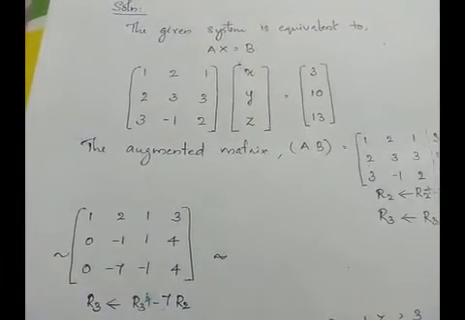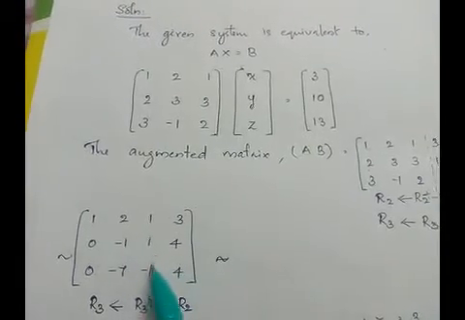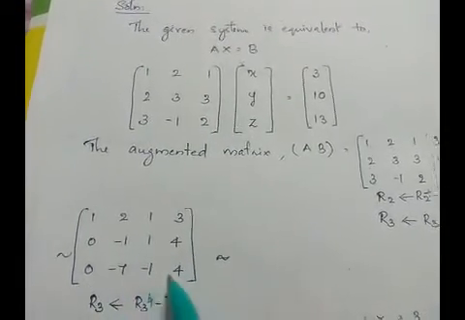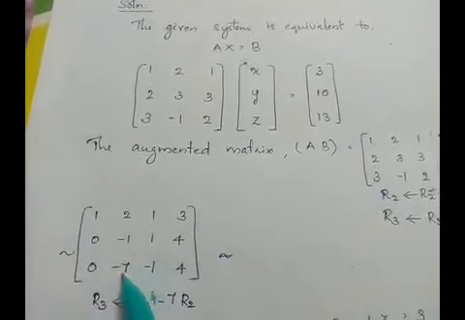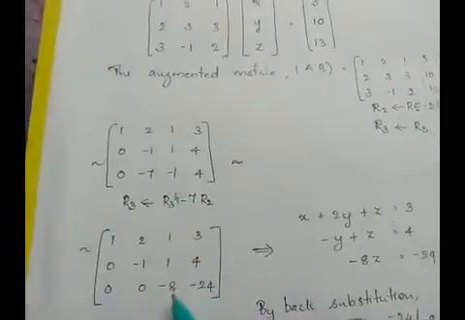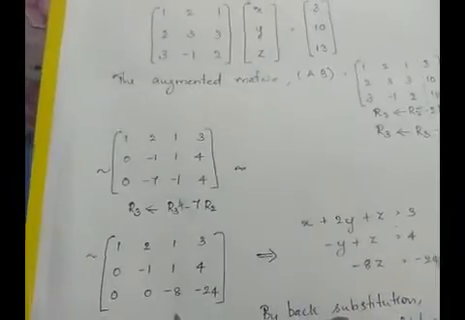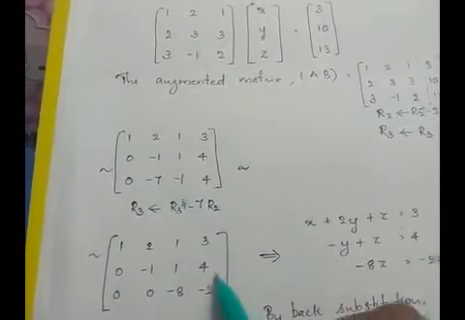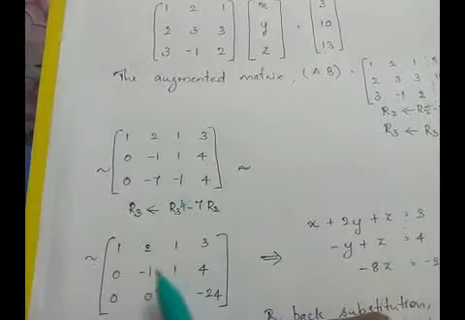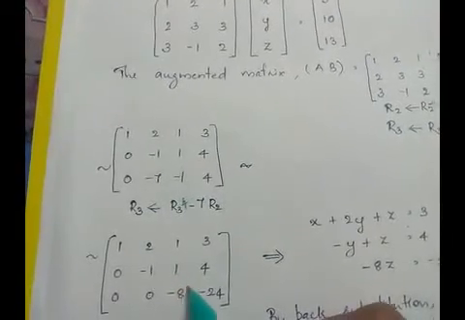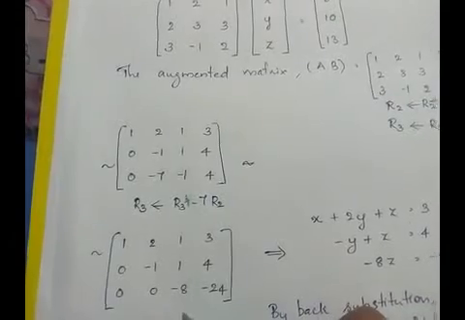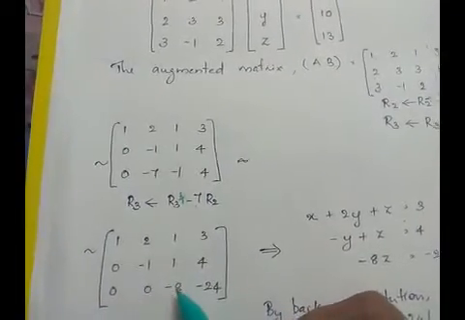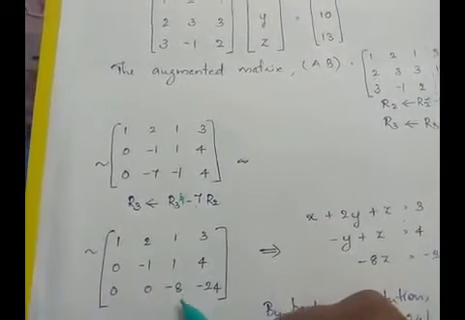This is the equation. Applying this equation to the third row, we will be able to convert this minus 7 to 0 also. After applying, we will get the matrix like this. The values will be like this. Now the next diagonal element is minus 8. Since we don't have any elements below this minus 8, we can stop applying row operations here.